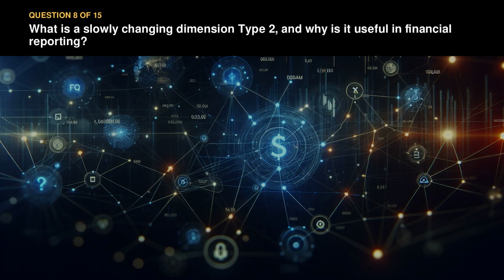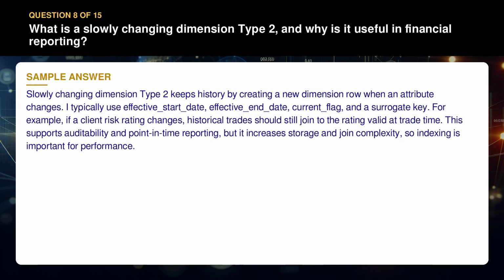Question 8. What is a slowly changing dimension type 2, and why is it useful in financial reporting? Slowly changing dimension type 2 keeps history by creating a new dimension row when an attribute changes. I typically use effective start date, effective end date, current flag, and a surrogate key.